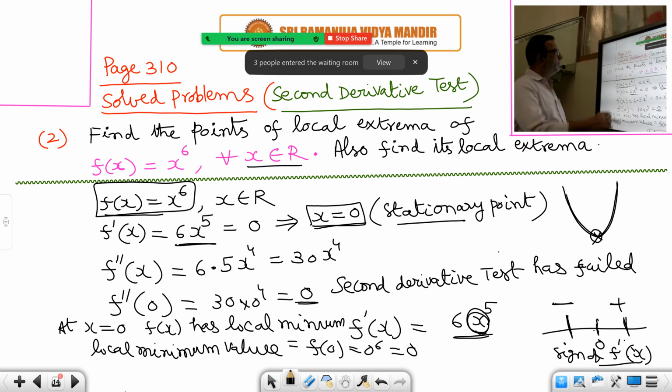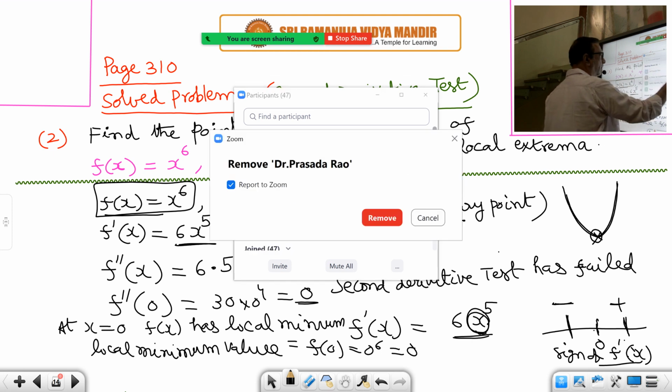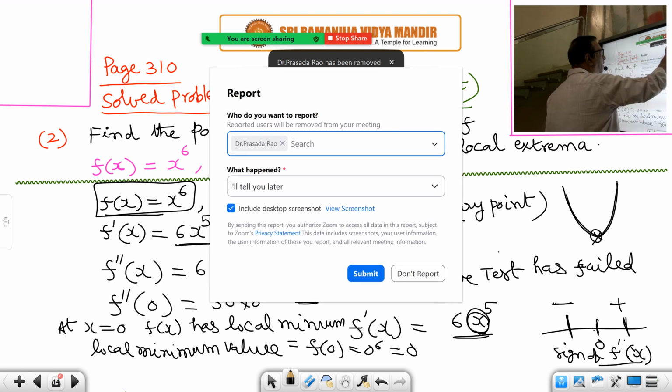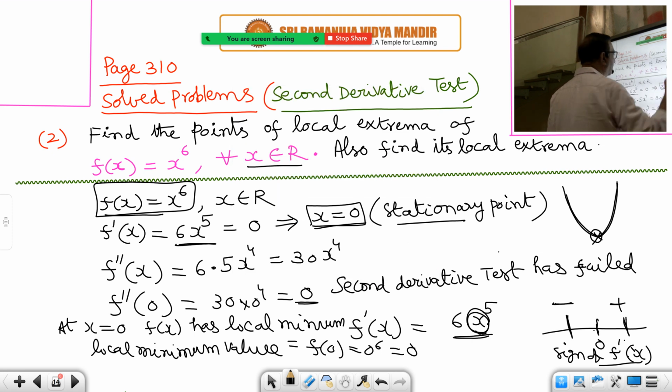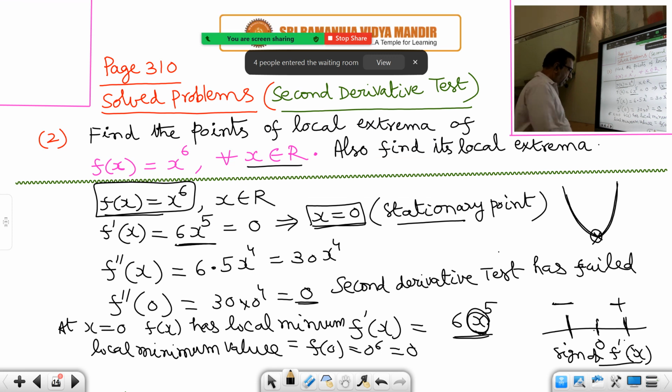So at x equal to 0, the function has a local minimum value and the local minimum value is 0. So let us go to the next question.